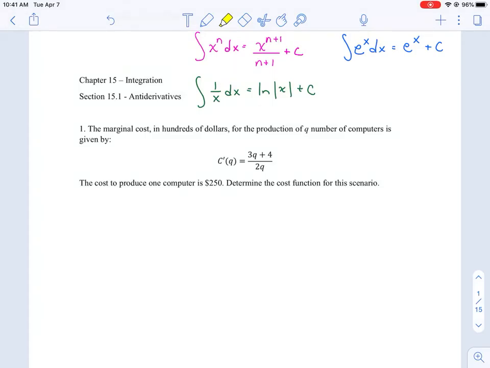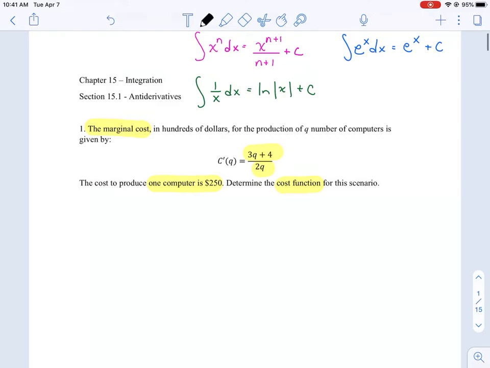All right, class, in this video I'll be doing the first example from section 15.1. It states, the marginal cost in hundreds of dollars for the production of Q number of computers is given by C prime of Q is equal to (3Q plus 4) divided by 2Q. The cost to produce one computer is $250. Determine the cost function for this scenario.